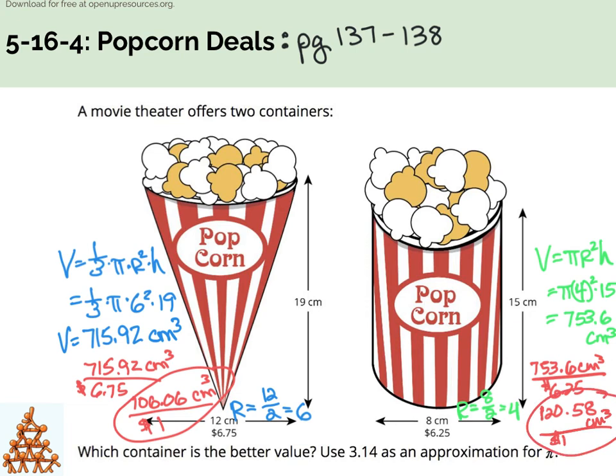And so we're asking, which container is a better value? That answer will be the cylinder. So if you look at it, we get more in the cylinder versus the cone. So our answer is going to be the cylinder. Okay, if you're a little confused on that, pause and rewind it and then come back and make sure you understand this, because we're going to be doing some of this kind of stuff both on our quiz and our test later on.